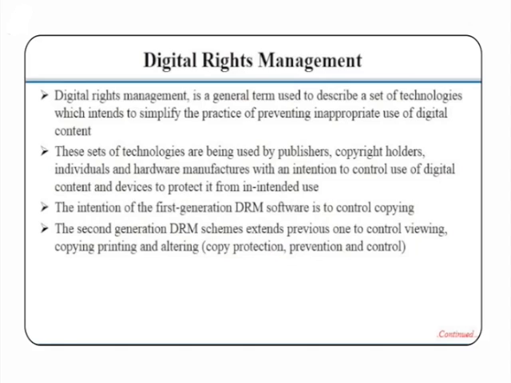The intention of first generation DRM software is to control copying, whereas the second generation of DRM scheme extends the previous one to control viewing, copying, printing, and altering. Basically, it is copy protection, prevention, and control.